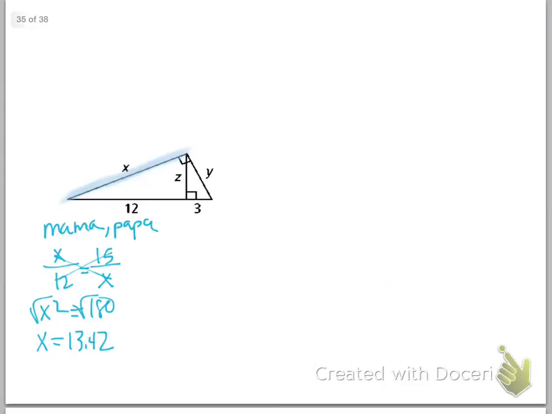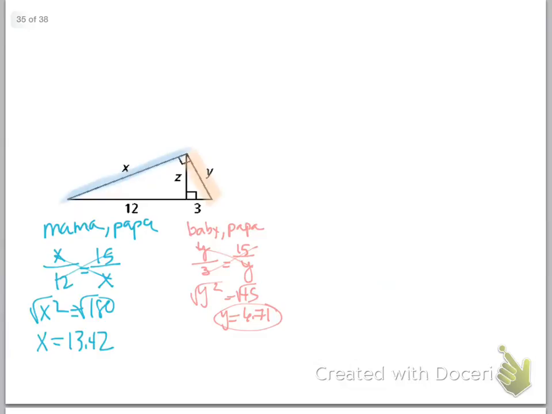So let's change color so we can do y here. That's y. So it is touching baby. I'm going to zoom in here. And it's also touching papa. So I'm missing y. Baby's length is 3. Papa's length is 12 plus 3, so 15. Cross multiply, I get y squared equals 3 times 15 should get me 45. The square root of 45 in decimal is 6.71.